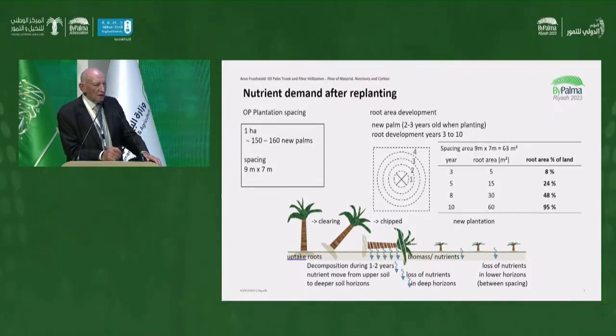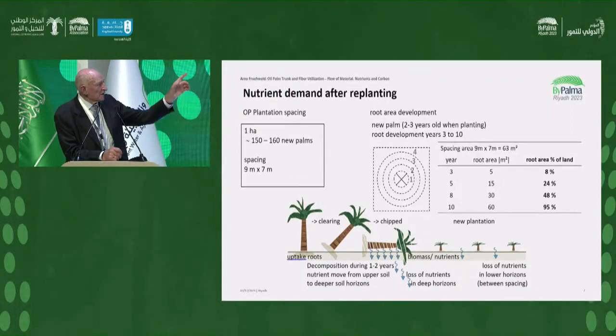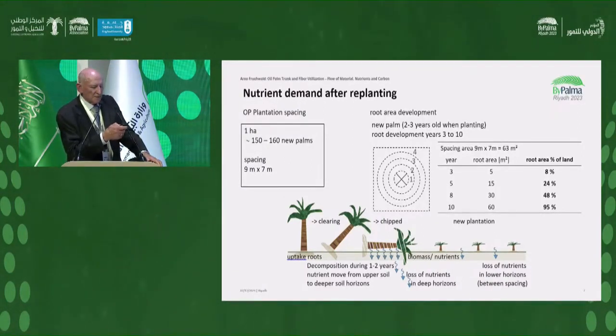When we look at a new plantation, after clearing, at the beginning of the wet season, it is replanted, and we have small plants, 2 years old, and we have a spacing of 9 by 7 meters normally. So this is 63 square meters per plant. But if you look at this small table, you see the root area.